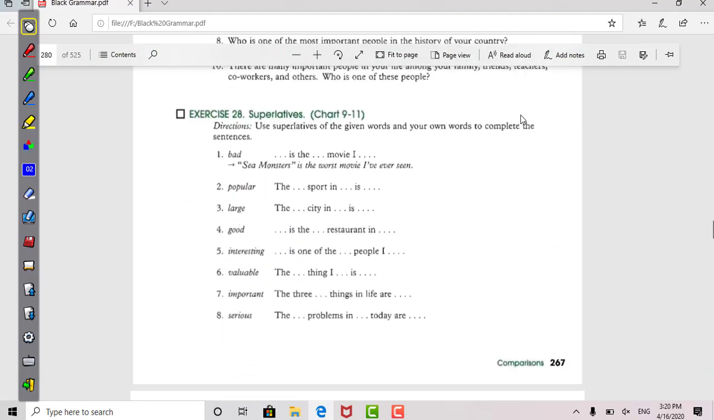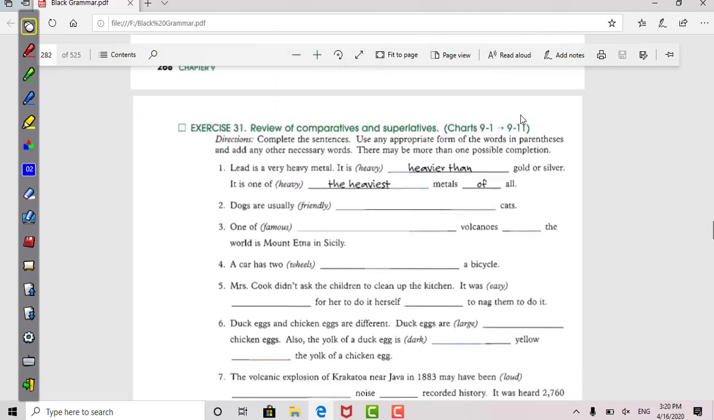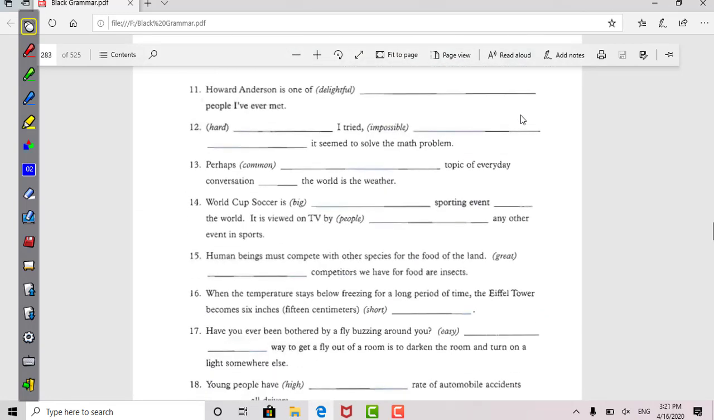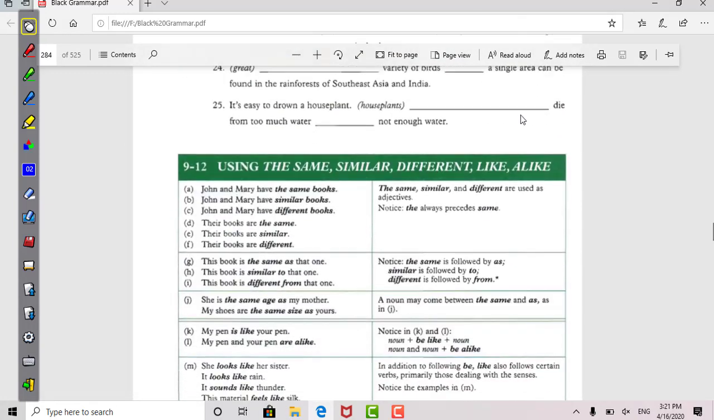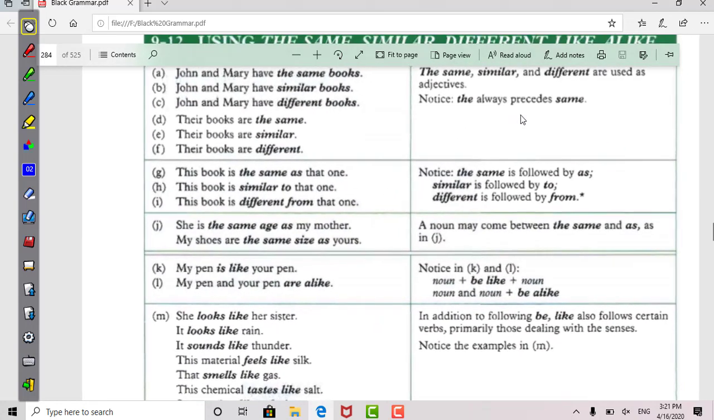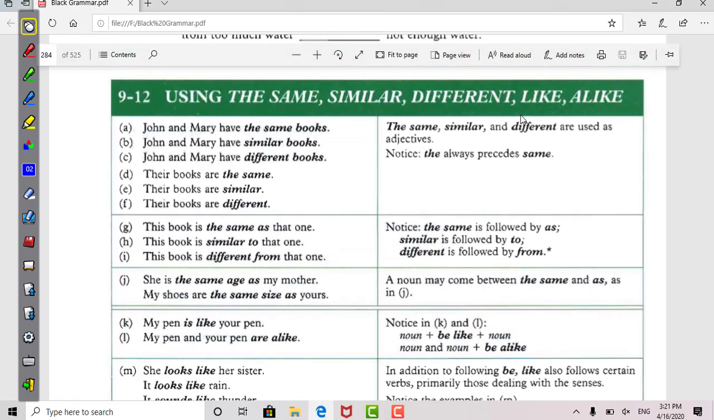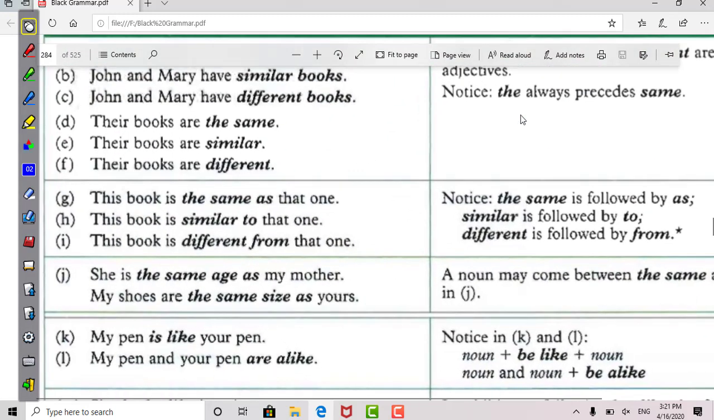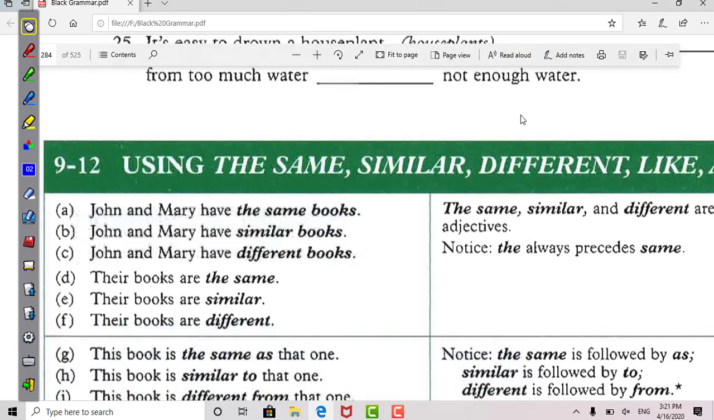Next we have, what again? Okay, this one will be the last, I think. Using the same, similar, different, like, and alike. All right, so look at this first. I will try to discuss the sentences here one by one.